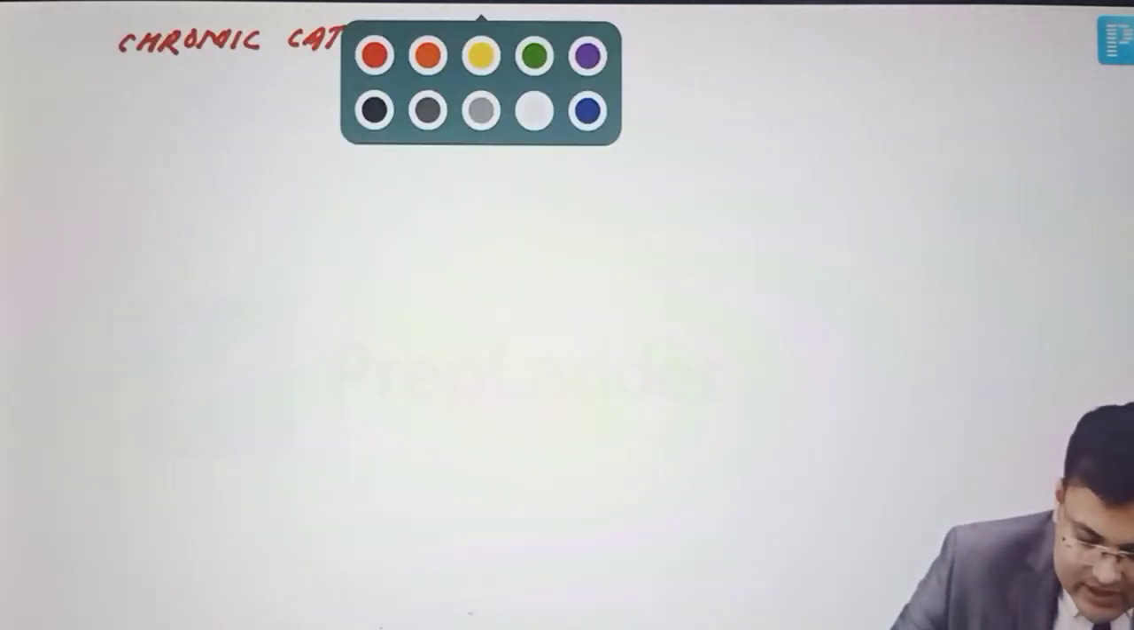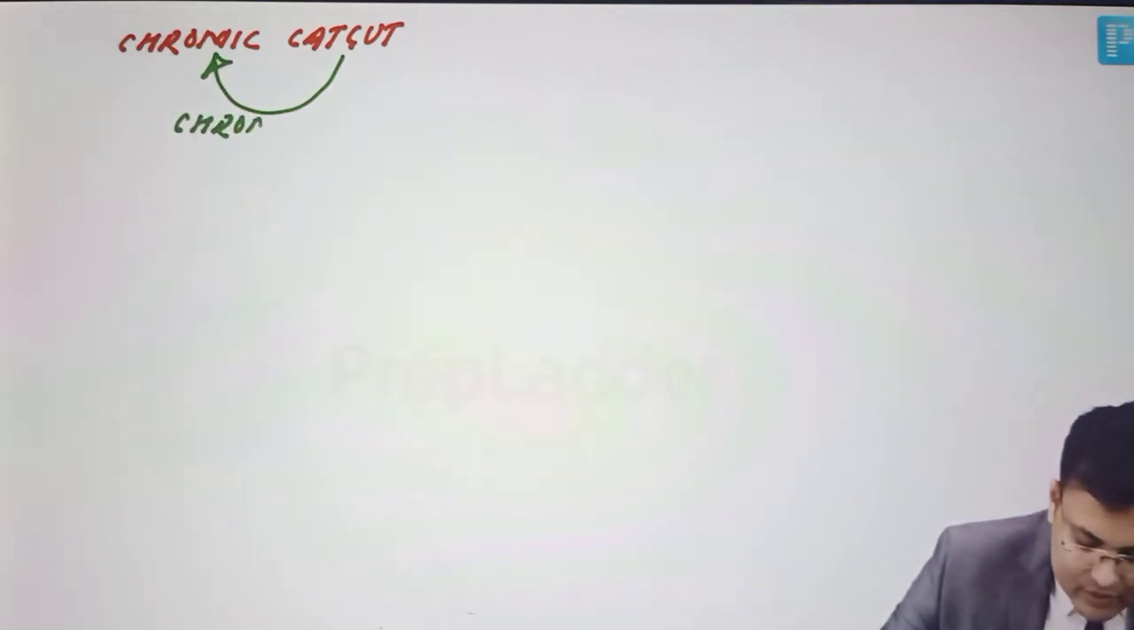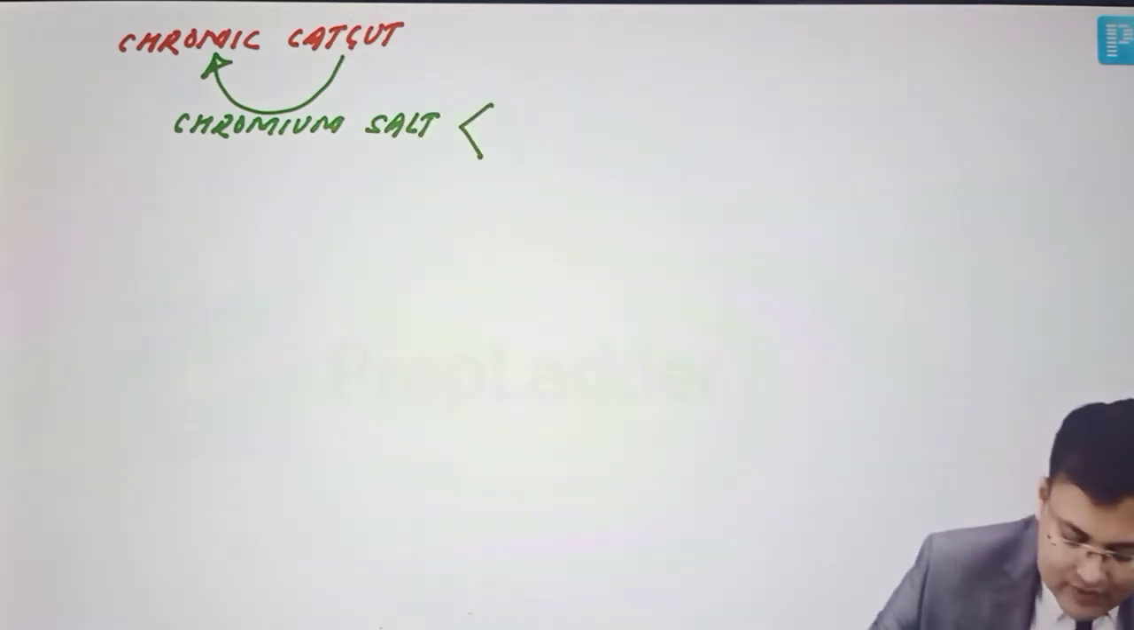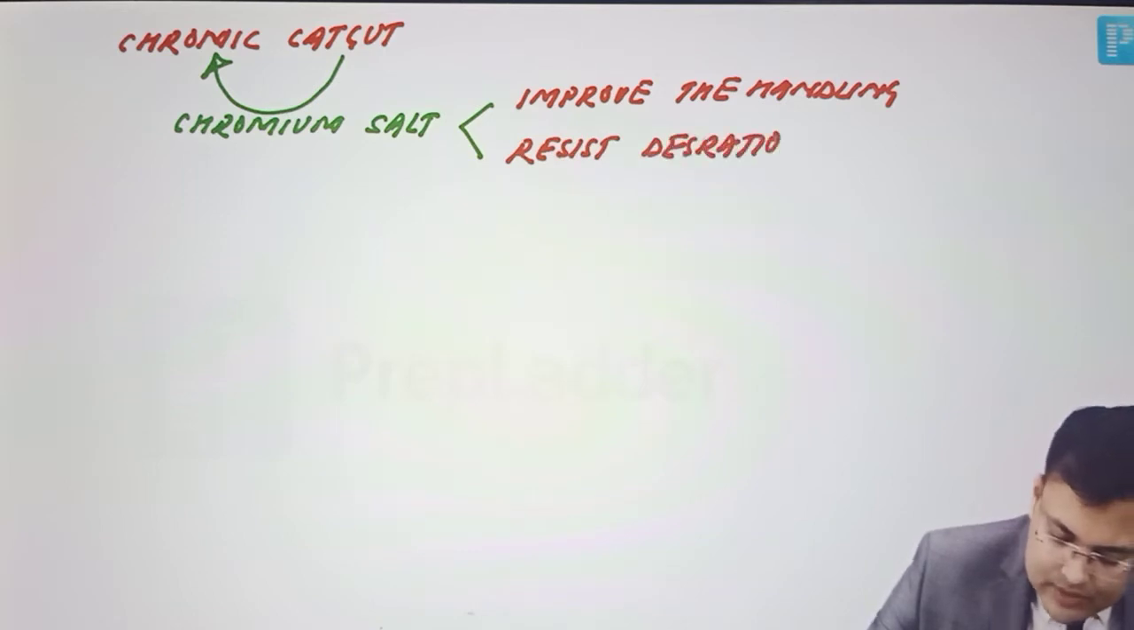Now see, whenever this catgut is tanned with chromium salt to improve the handling of the suture and to resist degradation, this catgut is known as chromic catgut. Okay, chromic catgut. Clear? So it is self-explanatory. Catgut is tanned with chromium salt. And what is the advantage? It improves the handling. Clear? And it resists the degradation of the suture in tissue.